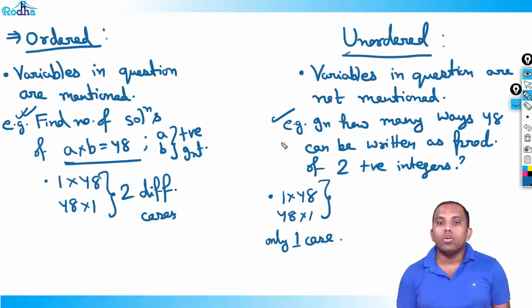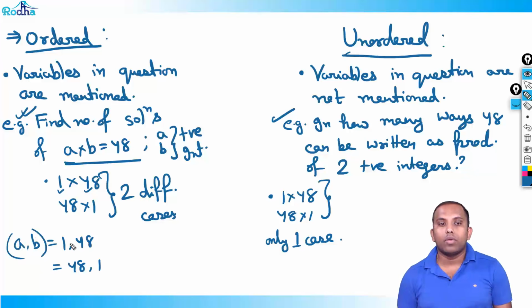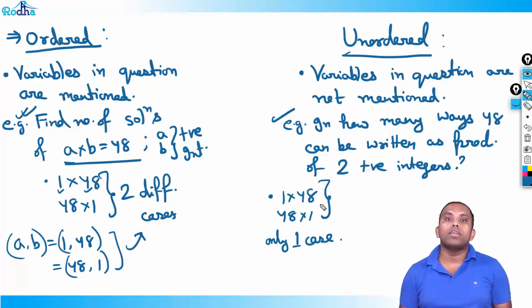So in how many ways? For a into b is 48, if I have to find ordered solution, 1 comma 48 and 48 comma 1 will be two different solutions, two different cases. But in unordered only one case. So when a question mentions in how many ways, that means it is unordered, so we don't have to take into account the ordering of variables. A comma b and b comma a are the same in unordered cases.